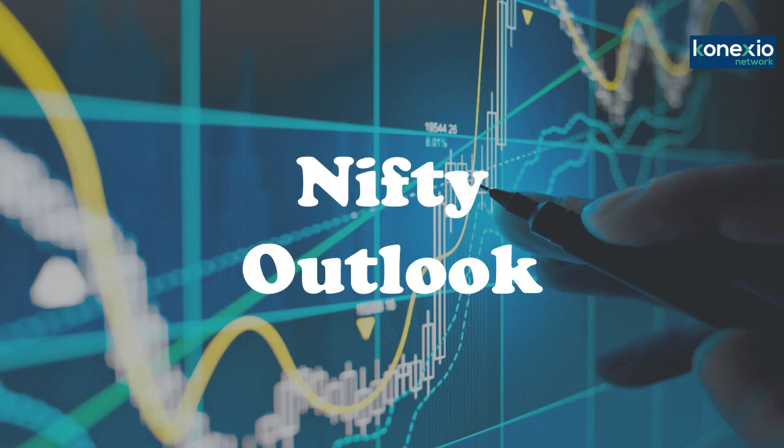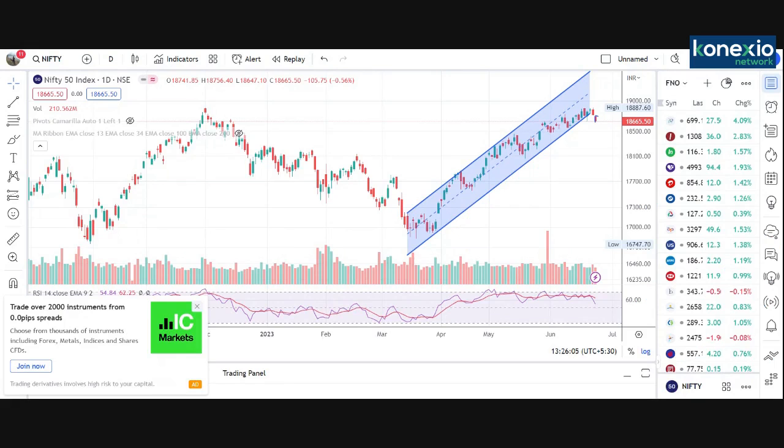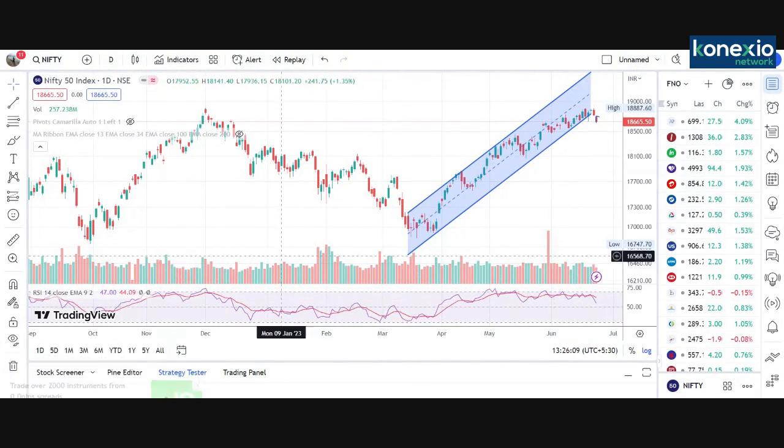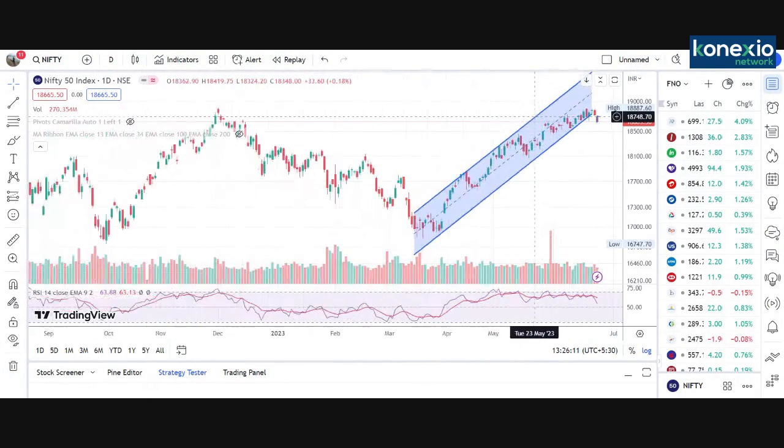So now, friends, let us check out the Nifty daily charts, and we'll try to figure out what the trend is, what the pattern is, and what could be the trend for the next week. Now, this is the Nifty daily chart, which we have been discussing for the last couple of months.